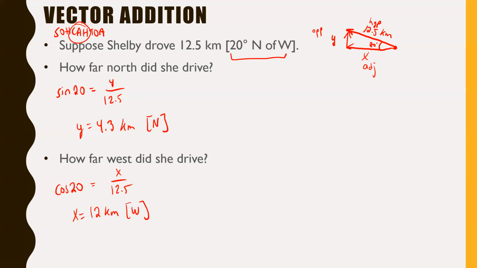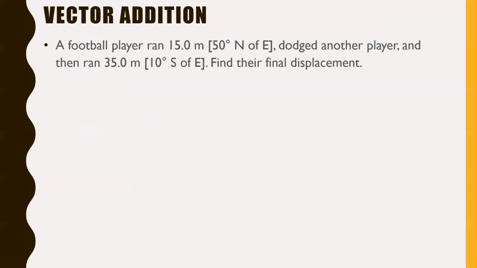Hopefully that's pretty clear. Obviously, the questions that we're going to do are going to be a little beefier than this for the most part, like this next one right here. For this question, a football player ran 15.0 meters at an angle of 50 degrees north of east, dodged another player, and then ran 35.0 meters at 10 degrees south of east. Find their final displacement. You might want to give this one a try. Give yourself lots of room on a piece of paper. Draw a good picture. I'm going to go over it in a second.